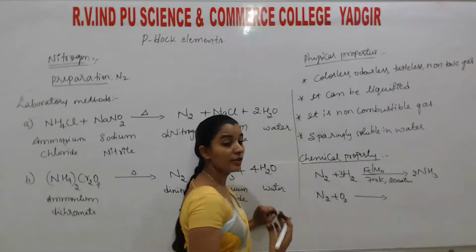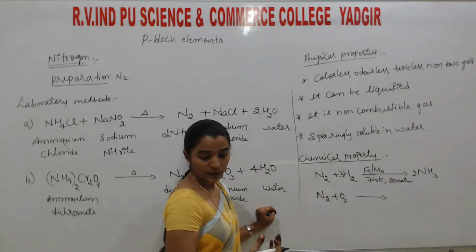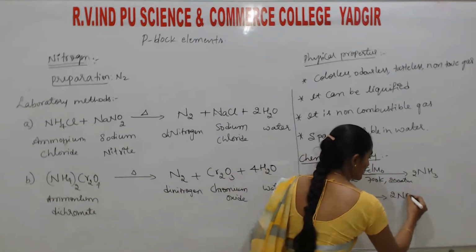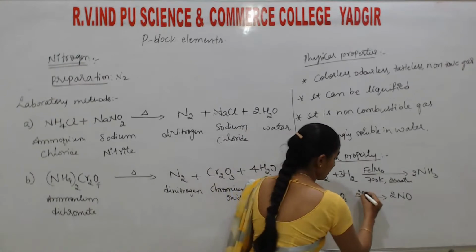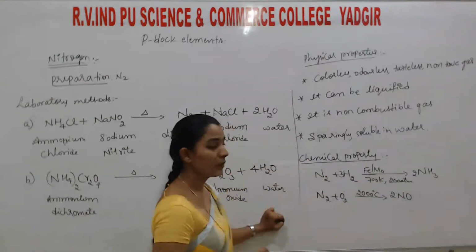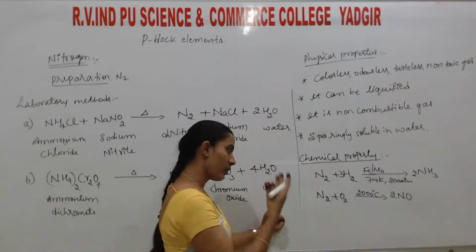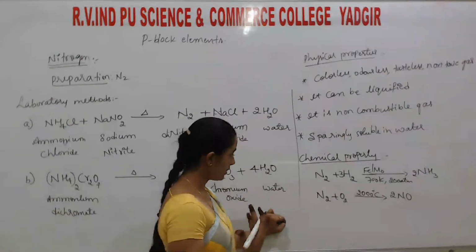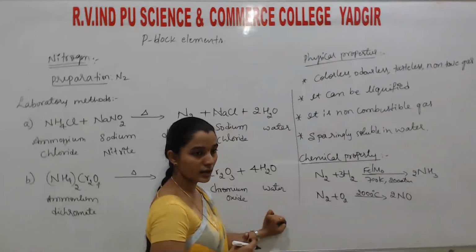As I told you, nitrogen forms oxidation states of +1, +2, +3, +4, +5, but the most stable is +1. If it reacts with oxygen at 2000 degrees Celsius, then it forms NO. But it may form NO2, N2O5, N2O3, NO, and N2O also. That depends on the temperature and the reaction conditions.